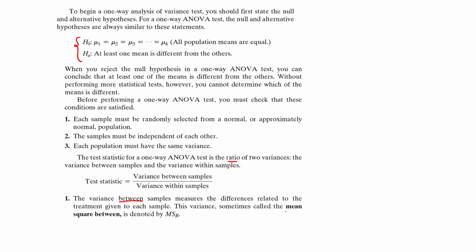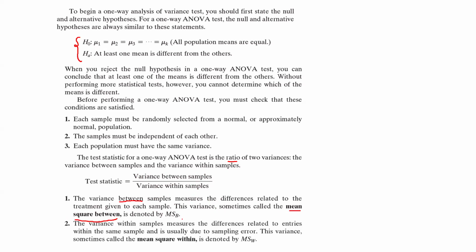This variance, sometimes called the mean square between, is abbreviated by MS sub B. The variance within samples measures the differences related to the entire entries within the same sample and is usually due to sampling error. The variance is called the mean square within, and it is abbreviated as MSW. Very good.